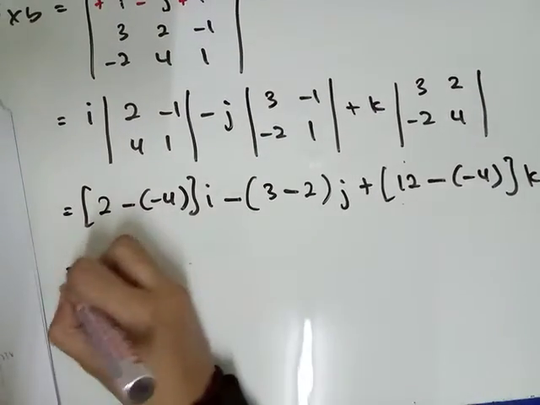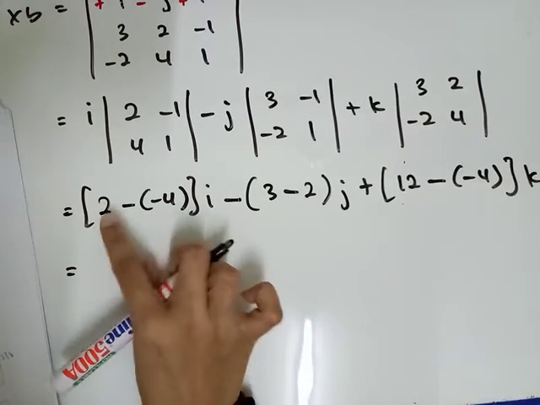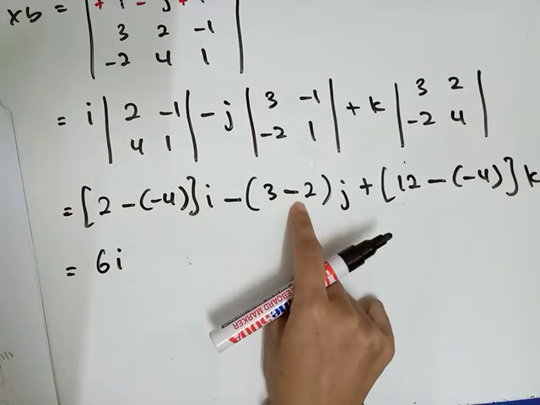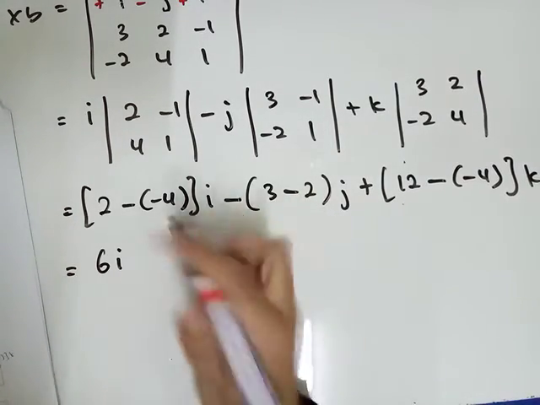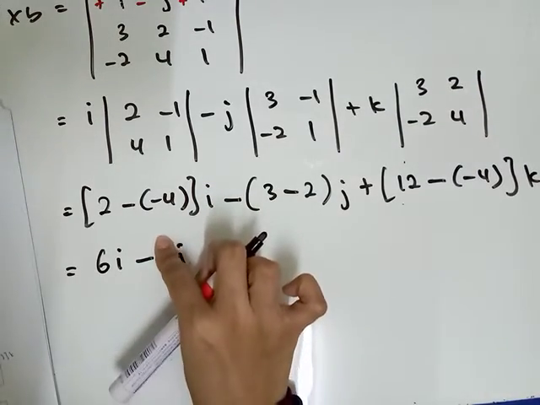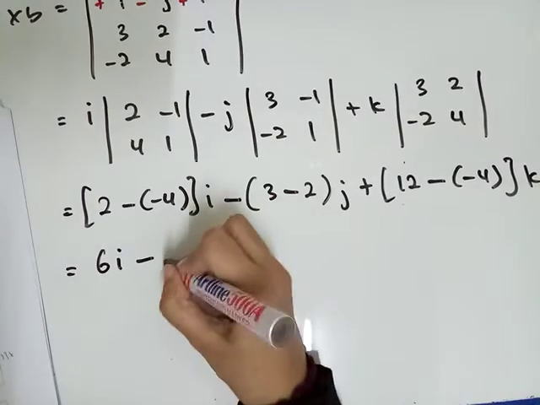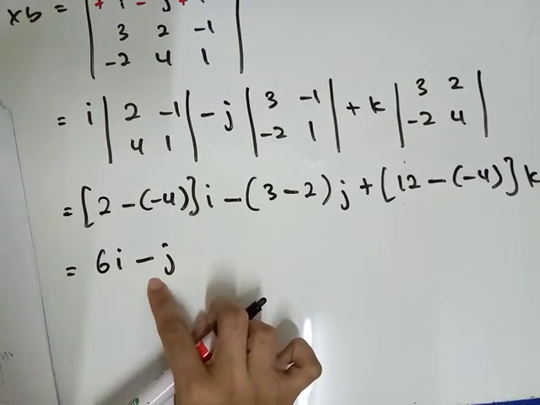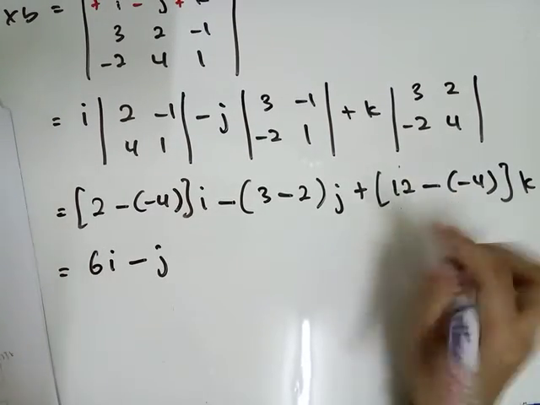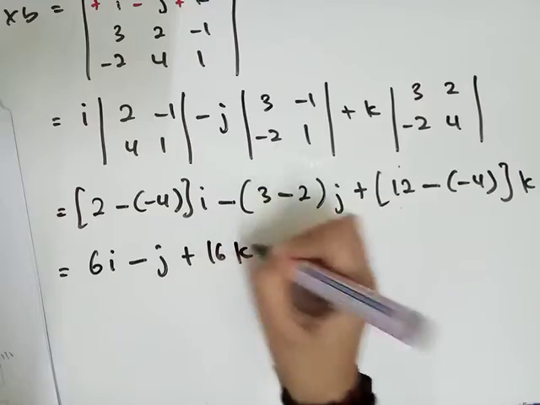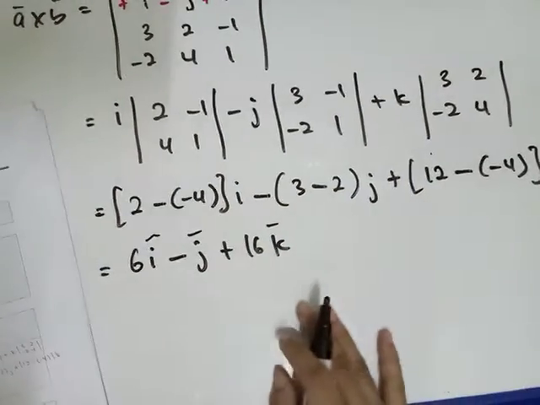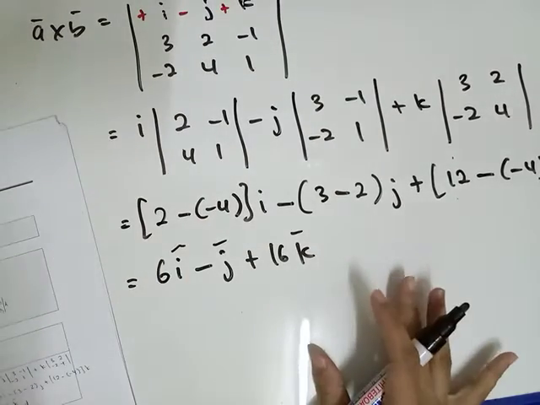Alright, and then calculate. Negative, negative, positive. So 2 plus 4, you get 6I. And then 3 minus 2, you get 1. Sebab ada negative, so minus J, minus 1J actually, but put it for J also, same meaning lah. And then negative, negative should be positive, so 12 plus 4, you get 16, so plus 16K. So this is the answer for vector A cross vector B.